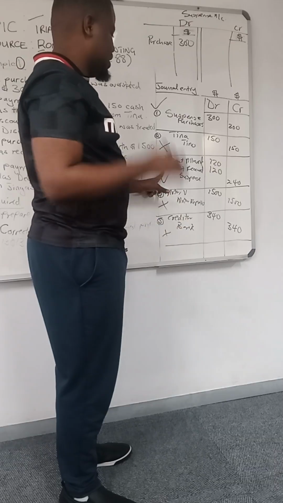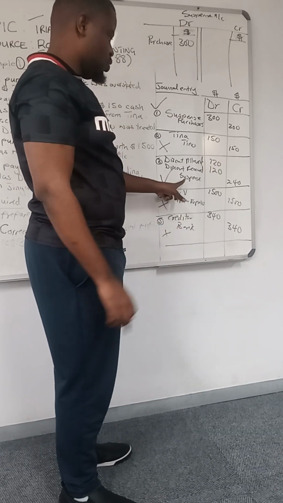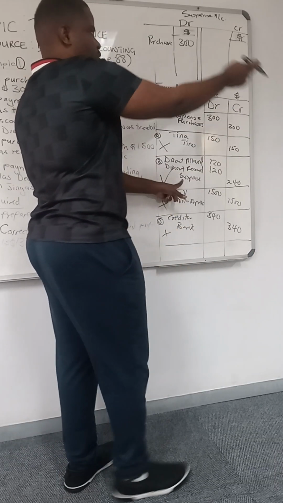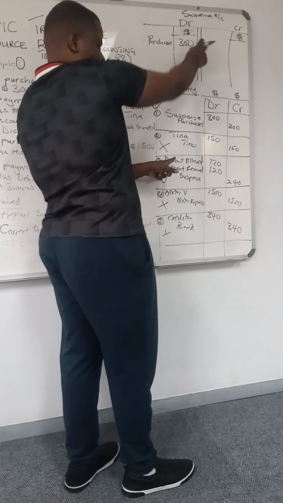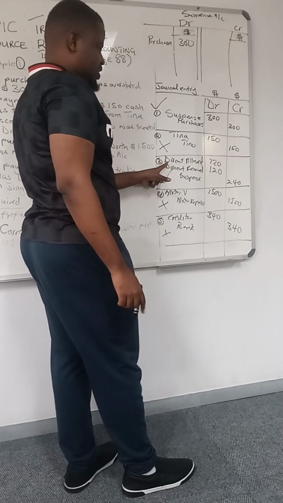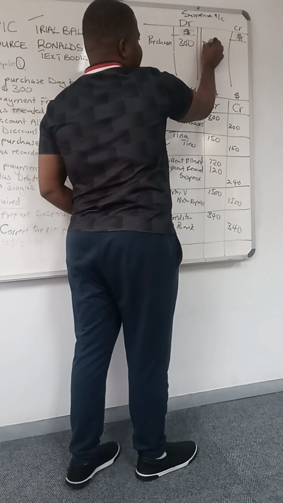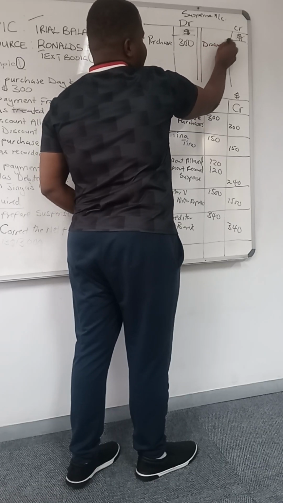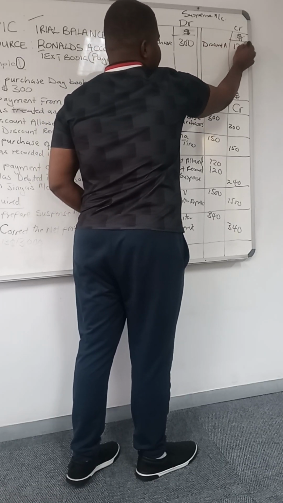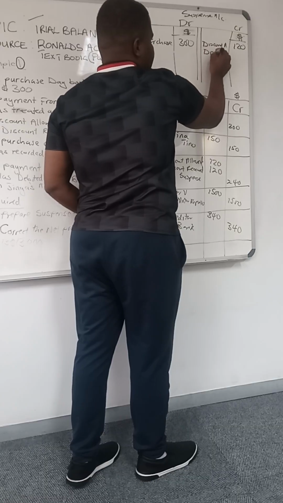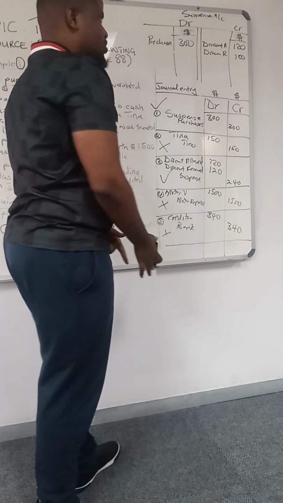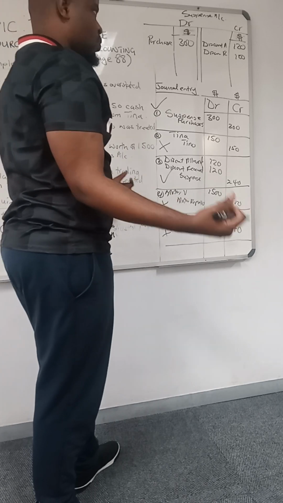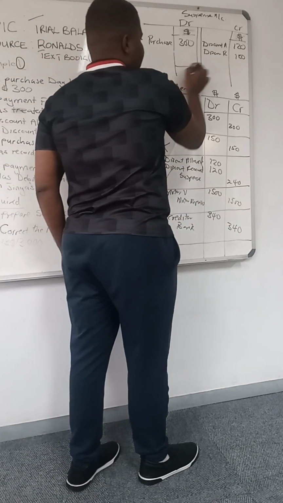This one, the suspense, on which side? On the credit side. So let's go on the credit side, right? But we are going to record the corresponding account. There are two: discount allowed, how much? 120. And discount received, 120. So is there any other transaction to be recorded in the suspense? No, we are done. So let's balance off our suspense.